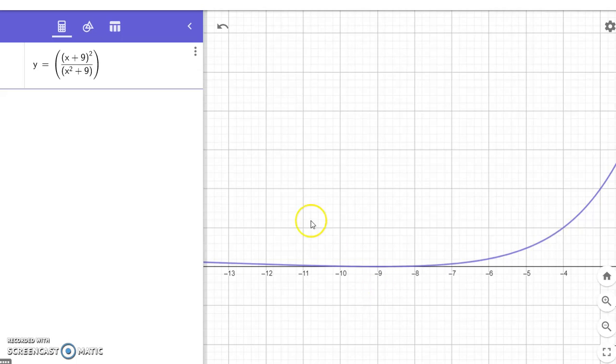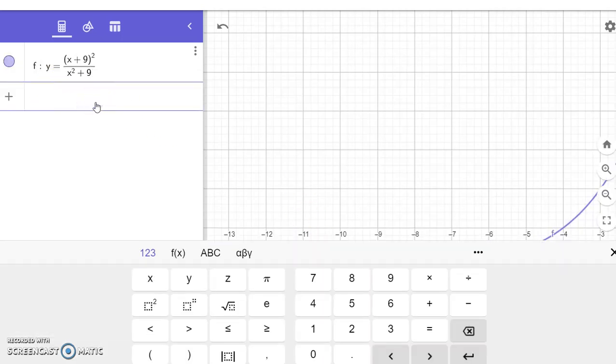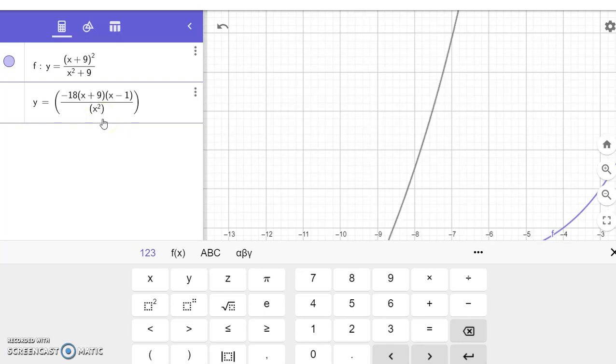So another way that you can do it, just for fun, if you kind of want to see, you can also graph the derivative. So let's say, give me 1 second to find it. There it is. Okay, so we had -18 times (x plus 9) times (x minus 1), all right, over (x squared plus 9) squared.